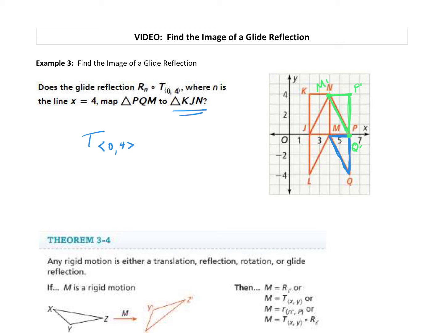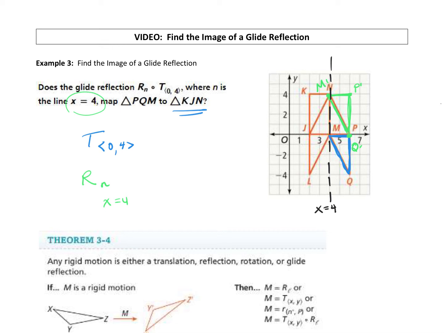Our second transformation wants us to do a reflection across line N, and they told us that line N is x equals 4. So let's get that reflection line in there. Maybe I'll draw that in black so it's pretty clear. X equals 4, you go to the x-axis at 4. So I'm going to go over 1, 2, 3, 4, and draw a vertical line right there. Here's the line x equals 4. That's our line of reflection.